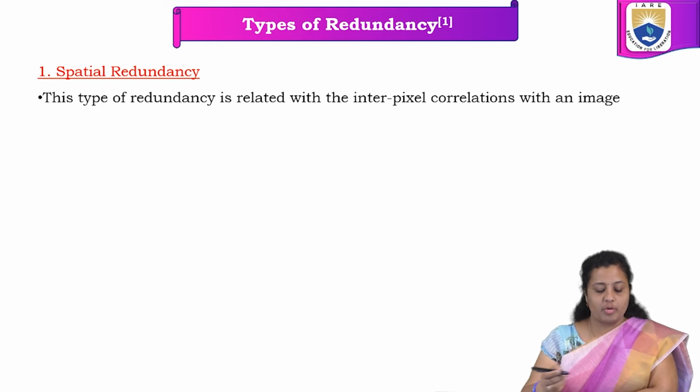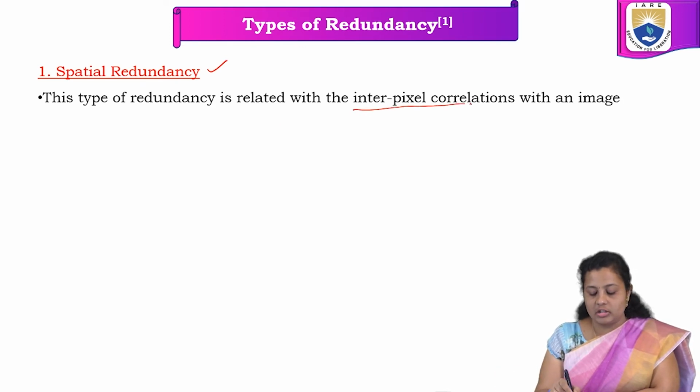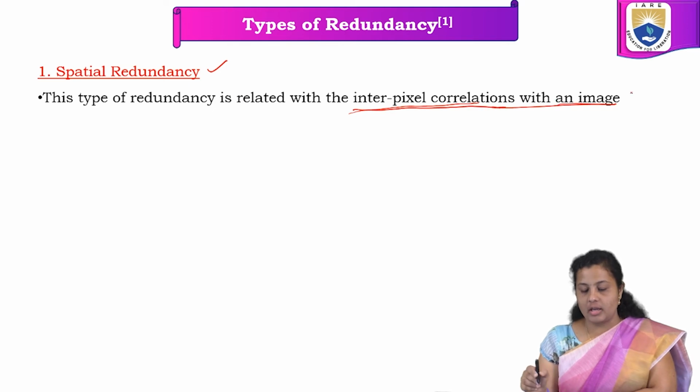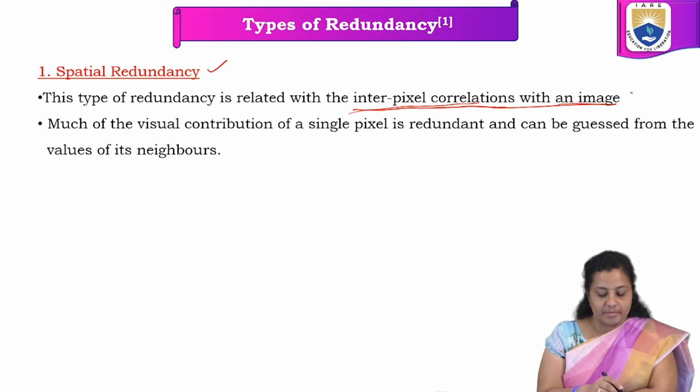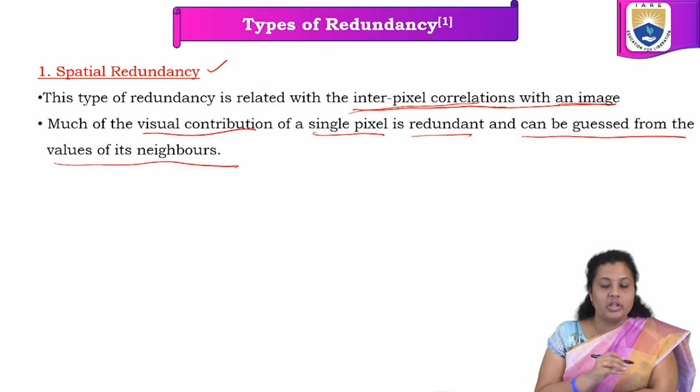So the next type of redundancy that we are going to talk about is the spatial redundancy. Spatial redundancy is related to the interpixel correlations within an image. So what happens is, the visual contribution of a single pixel is redundant. How is that redundant? It can be guessed from the values of its neighbors.